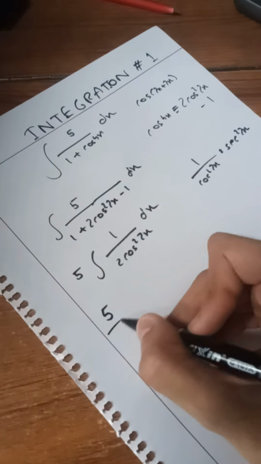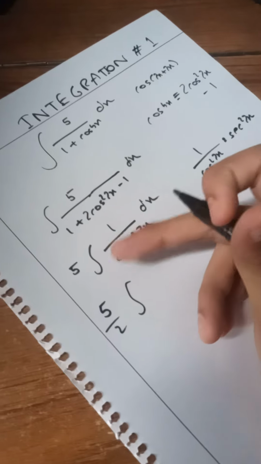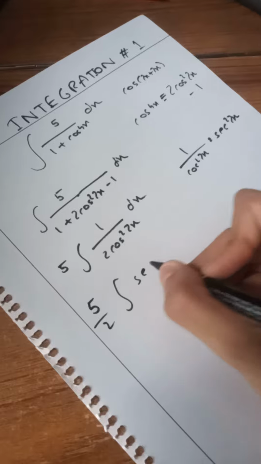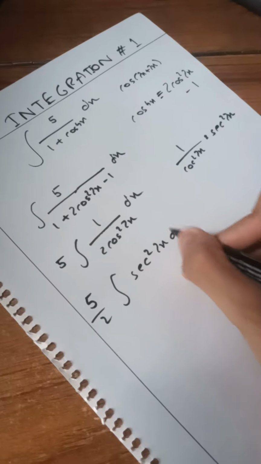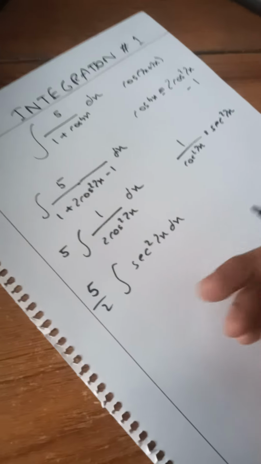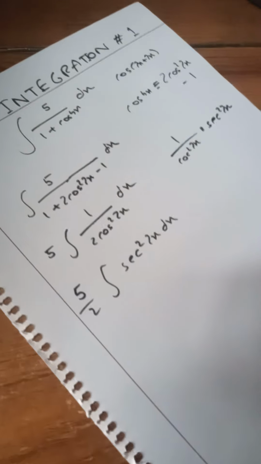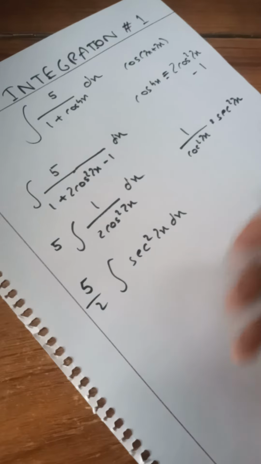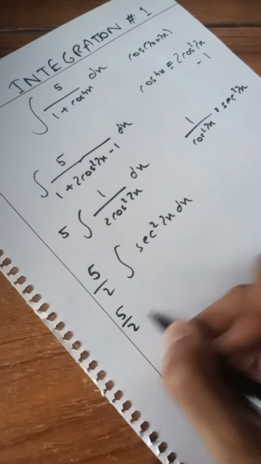Now we can also bring out the 2, because of the half, 1 over 2. So this is just going to become the integral of sec square 2x dx. Very nice. Now what do we know, what's the integral of sec square x? We know that it's tan x, so we can use that same logic here.